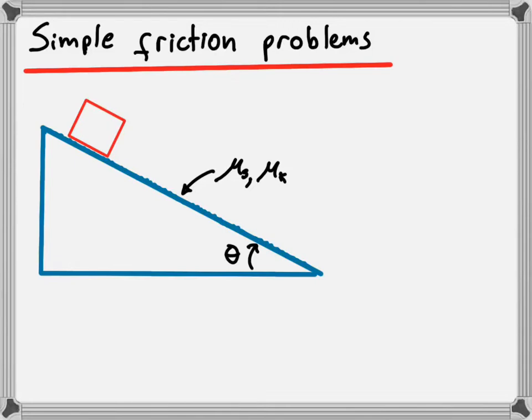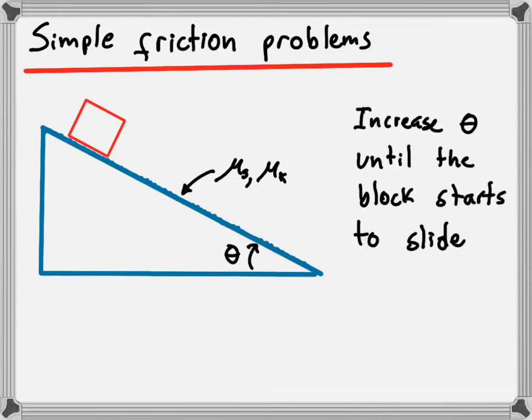Remember that mu sub s stands for coefficient of static friction, and mu sub k stands for coefficient of kinetic friction. So what we're going to do here is imagine that we tilt the angle, increase the angle for the incline until the block starts to slide. If you ever do this kind of experiment with any object on an incline, you'll notice that eventually there is an angle at which the object starts to slide down the incline.